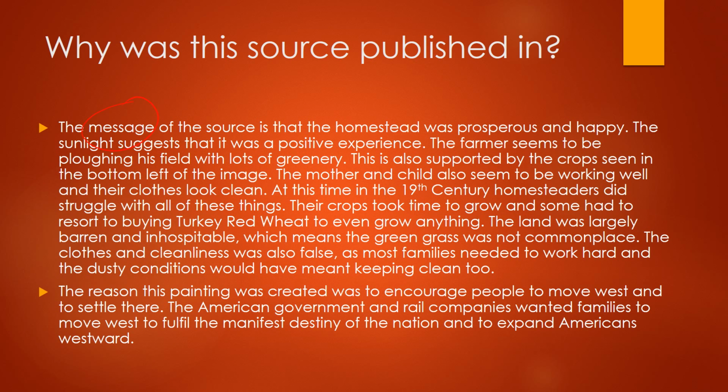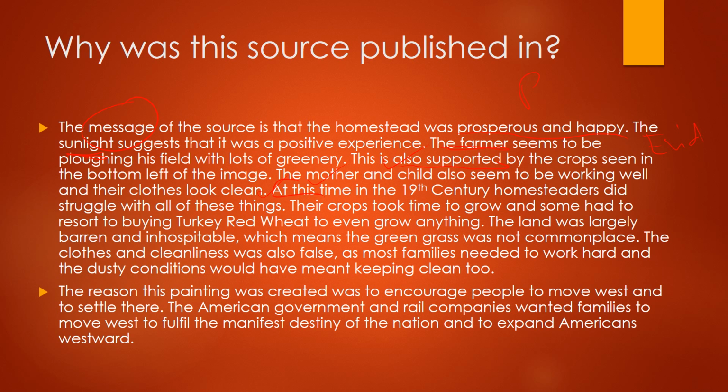Let's go straight in with the message of the source. The message is that the homestead was prosperous and happy. That's my point. The evidence now should follow from the source. The sunlight, there we go, suggests that it was a positive experience. The farmer seems to be ploughing his field with lots of greenery. This is also supported, another bit of evidence, nice, by the crops seen at the bottom left of the image. The mother and child also seem to be working well and their clothes look clean. So, evidence.